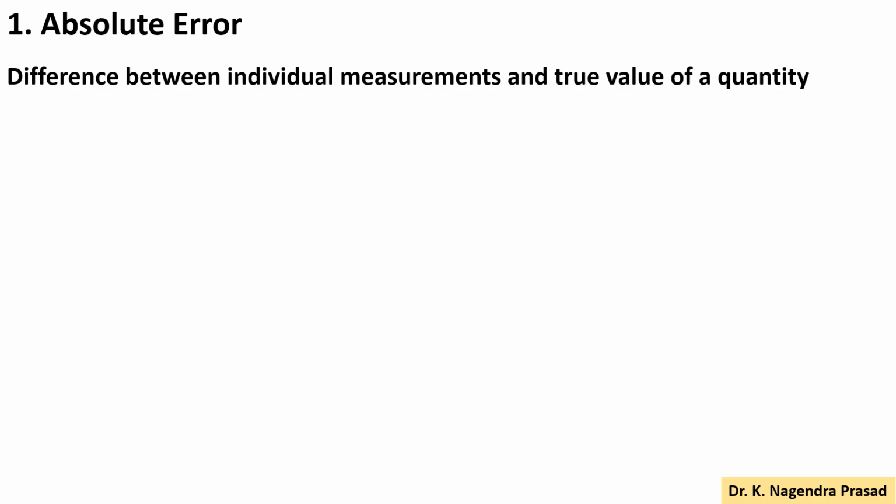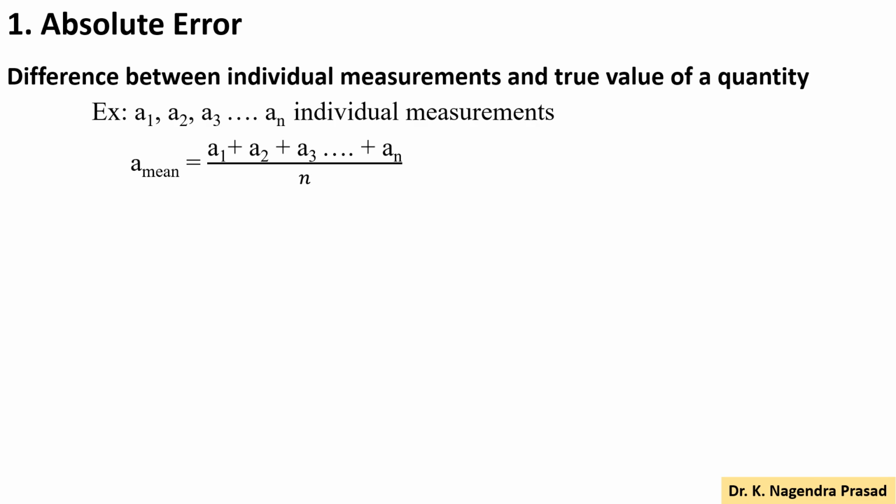Absolute error is the difference between individual measurements and the true value of a quantity. Let's consider A1, A2, A3 up to AN as the individual measurements. Then the mean value of these measurements is A1 plus A2 plus A3 up to AN divided by N, where N is the number of individual measurements. So A mean can be written as the summation of i equal to 1 to N of Ai divided by N. Then this A mean is equal to the true value of the quantity.